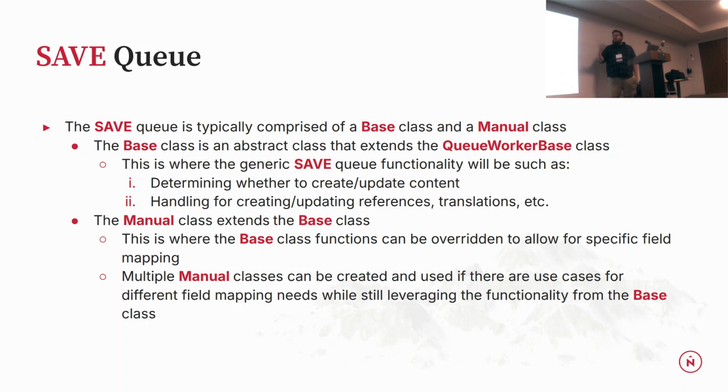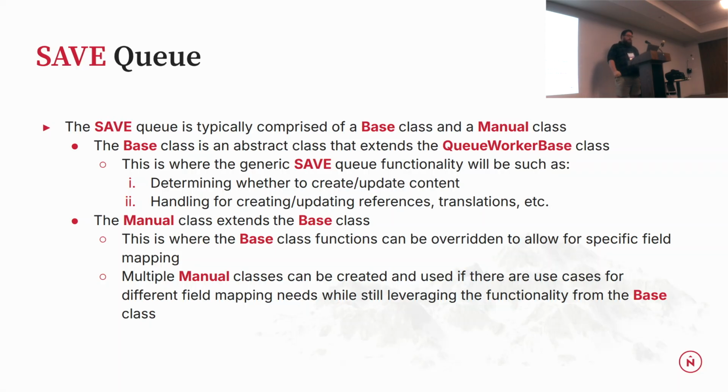So again, following a very similar pattern, the save queue is comprised of a base and a manual. So the base is an abstract class, again extending the queue worker base. This is where all the generic things go. Determining whether or not to create or update, and then handling creating and updating references. It's going to be very generic with its functions.